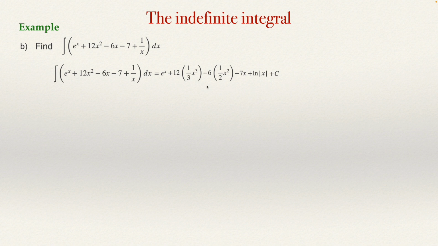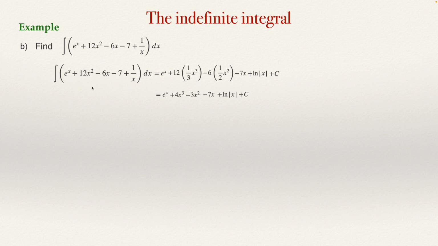So now the only thing that I need to do is just simplify this expression. For example, here 12 over 3 is 4. I can type e to the power x plus 4x to the power 3 minus 6 divided by 2. This is 3. So it will be minus 3x to the power 2 minus 7x plus the natural logarithm of the absolute value of x. This plus c. And this is the indefinite integral of this function here.